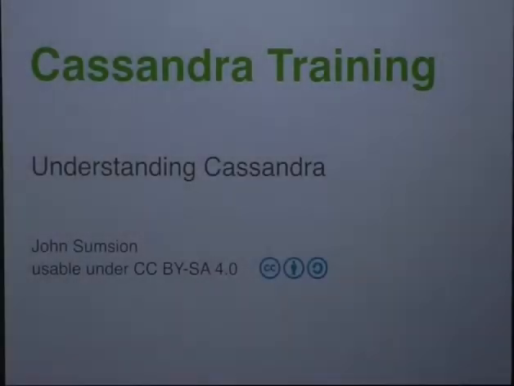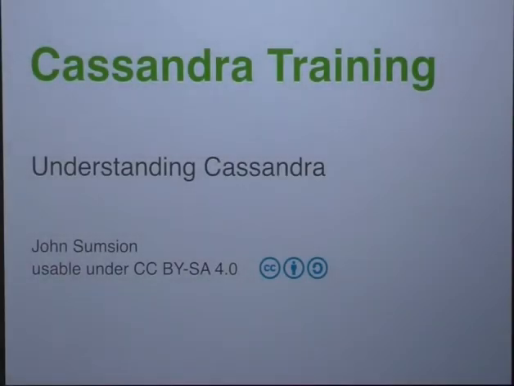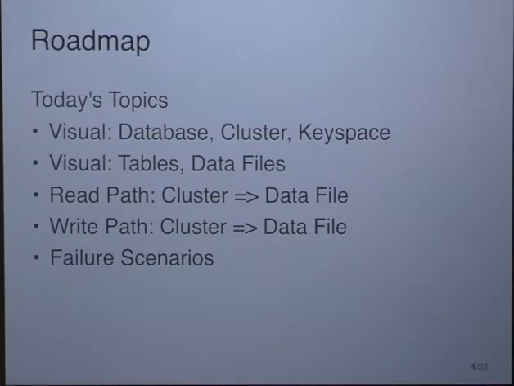Going to talk about understanding Cassandra from the top of the database all the way down at a conceptual level. I'm going to introduce things in a visual way and then step through them with pictures, so hopefully that helps in understanding. We'll talk about the read path, the write path, all the way from cluster down to data files, and then we'll talk about failure scenarios, what happens when the cluster is in a partially failed state.